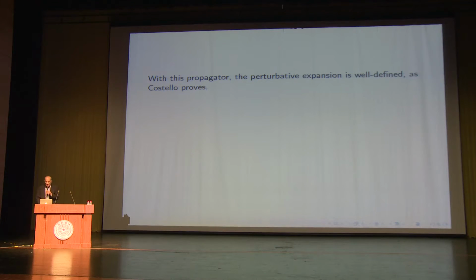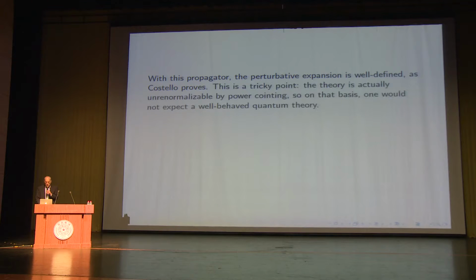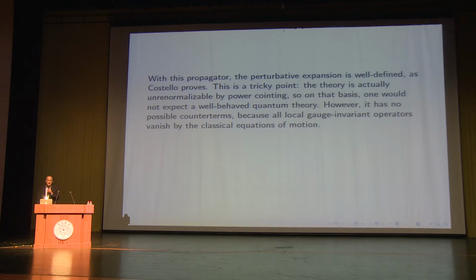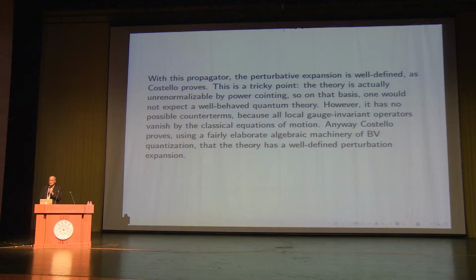So then with this propagator, one of Costello's main results is that the perturbation expansion is well defined. That's a tricky point because this theory is actually unrenormalizable by power counting. So on that basis, one would not expect a well-defined, well-behaved quantum theory. But the theory also has no possible counterterms because all local gauge invariant operators vanish by the classical equations of motion. So I'm not sure what most of you would have said about a theory unrenormalizable by power counting but lacking counterterms. But anyway, Costello uses a fairly elaborate algebraic machinery to prove that the theory has a well-defined perturbation expansion.